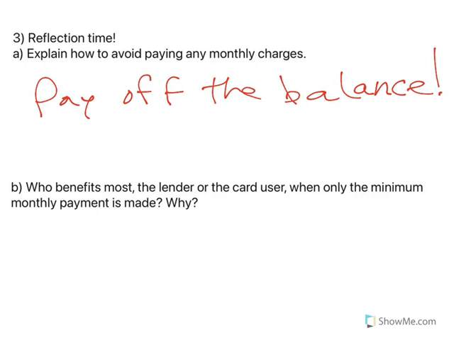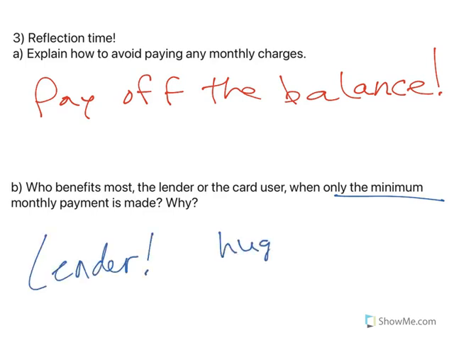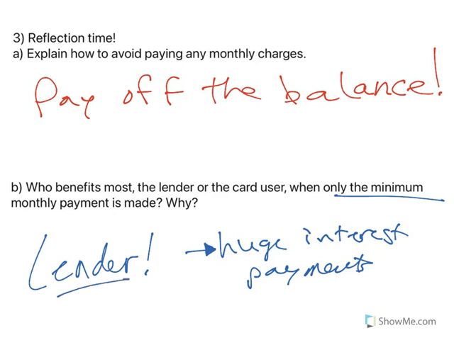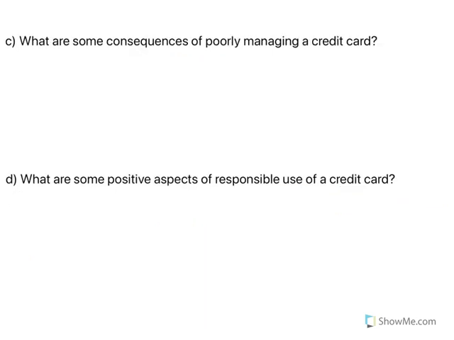Who benefits the most, the lender or the card user, when only the minimum payment is made? Well, that's the lender. And that's because of the huge interest payments. And I say huge no matter what, because this interest is just extra money you're just giving away. Even if it's only $5, that's $5 you just gave away for nothing, right? So the lender is the one who benefits because you're paying all of this extra money.